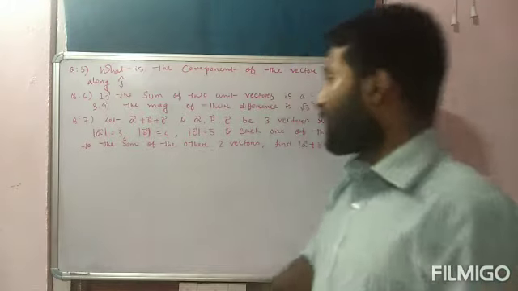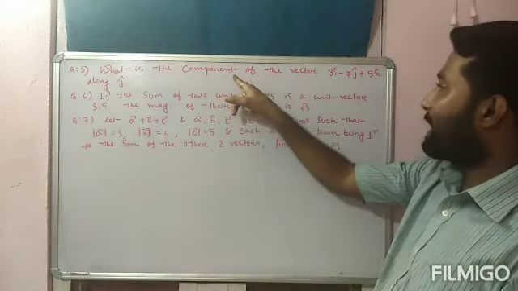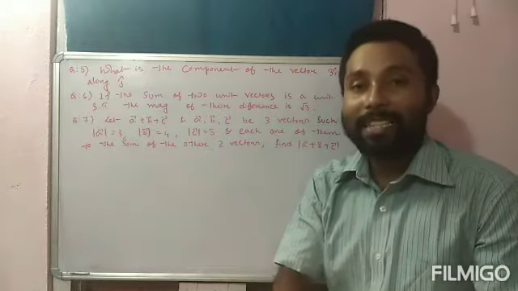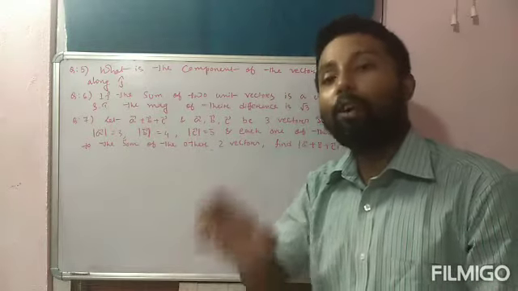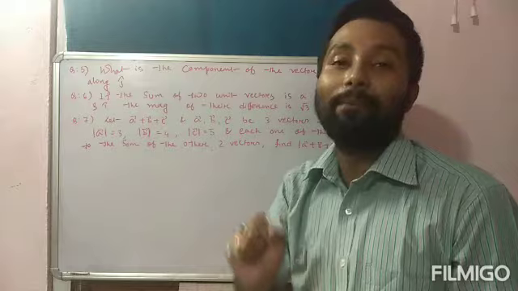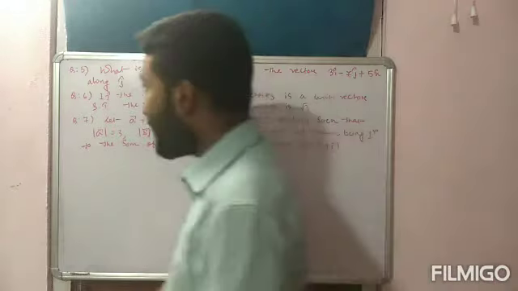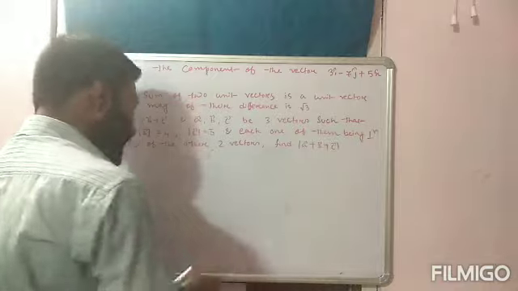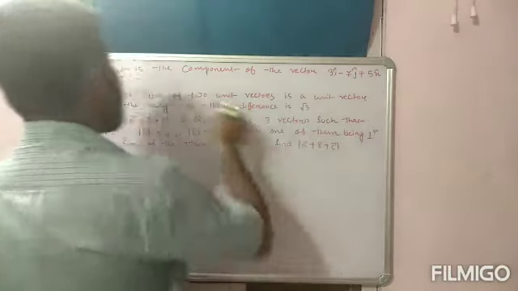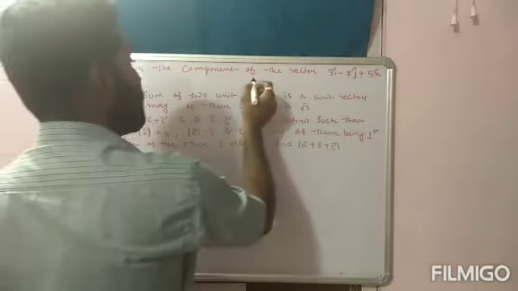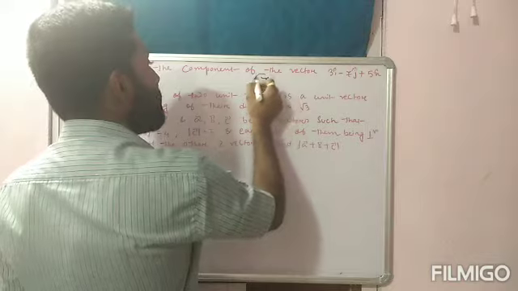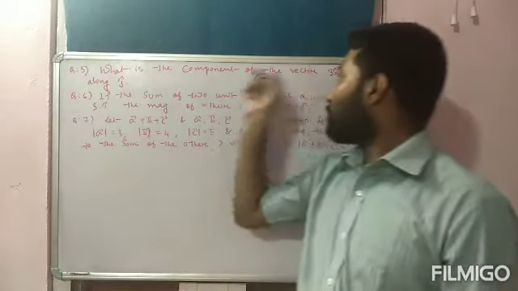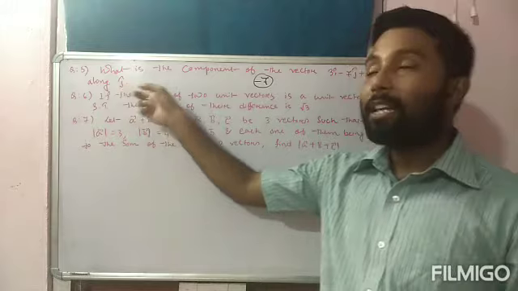Yes or not? Now since you are asked to write the component of this vector along j cap, that means you have to write the coefficient of j cap only. So in this vector, what is the coefficient of j cap? The coefficient of j cap is -7. So the component of the vector along j cap is -7.